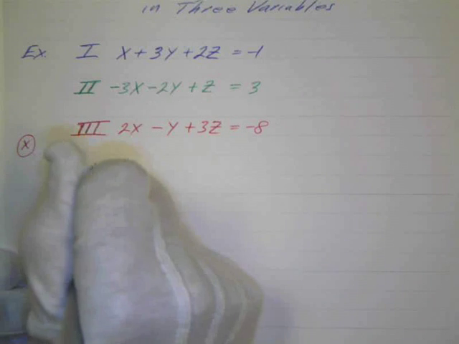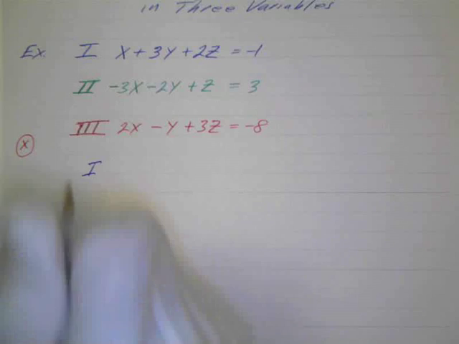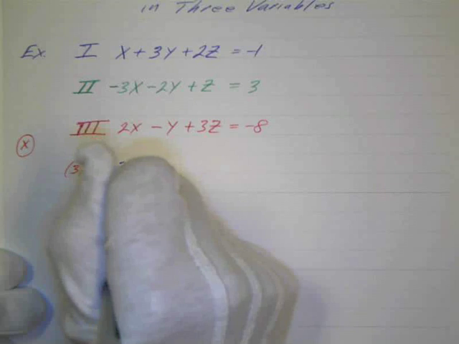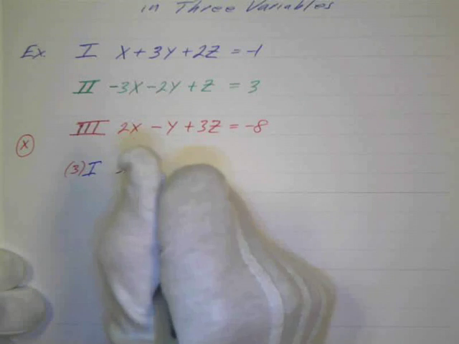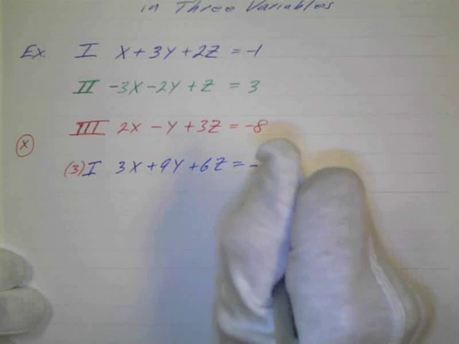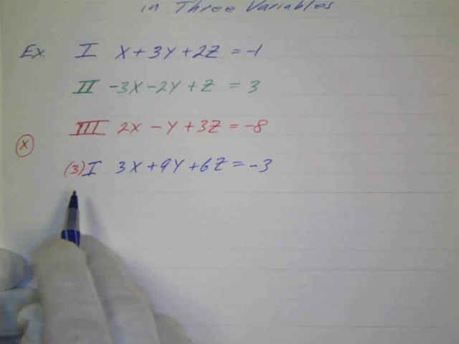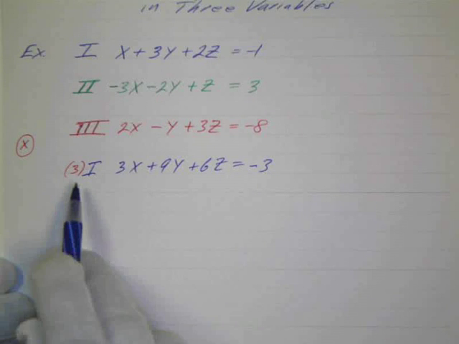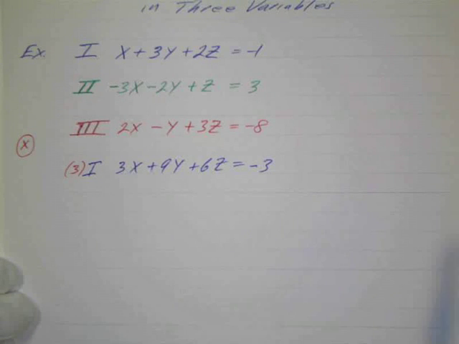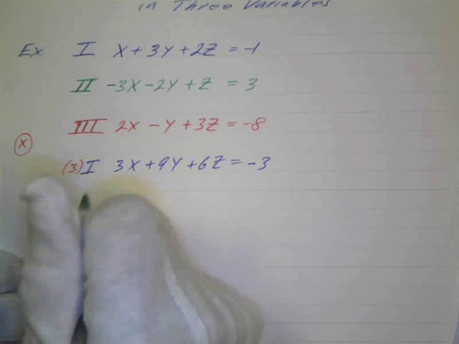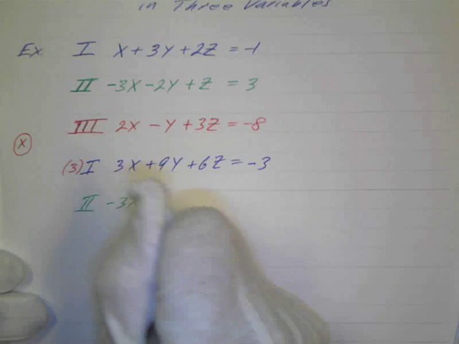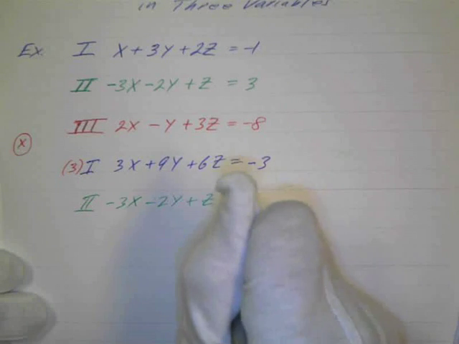So I'll take equation 1 and multiply it by 3. When I do that, I've got 3x plus 9y plus 6z equals negative 3. And remember, label your equations because there's going to be a lot going on here. So this is equation 1. I'll double check it: 3x, 9, 6, negative 3. Then I'll take equation 2 and write it the way it is: negative 3x, negative 2y, plus z equals 3.